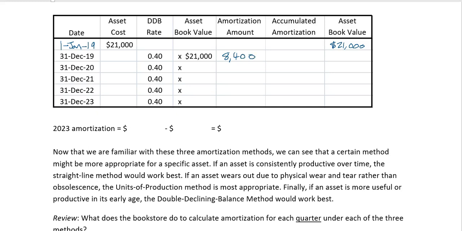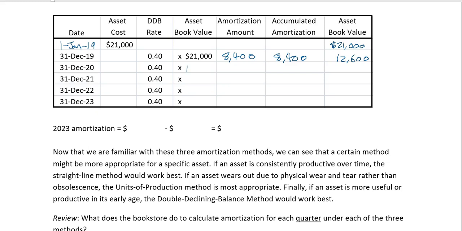40% of 21,000 is 8,400. Of course, the next column will have the same number since we start accumulating from 0. Then to figure out the new asset book value, we go ahead and subtract 8,400 from 21,000, and we should get 12,600. So under this method, you're going to see the value drop quite quickly.